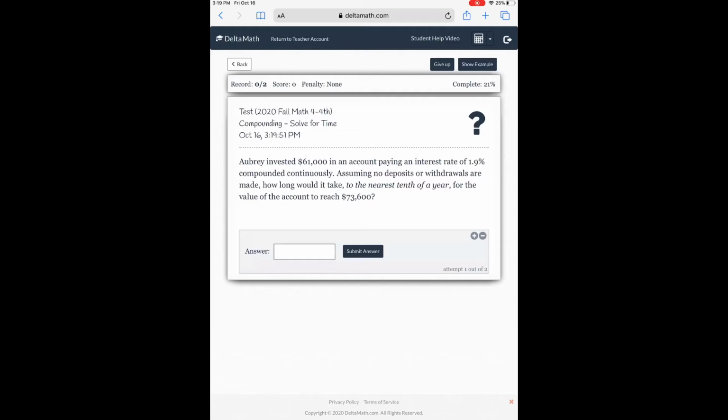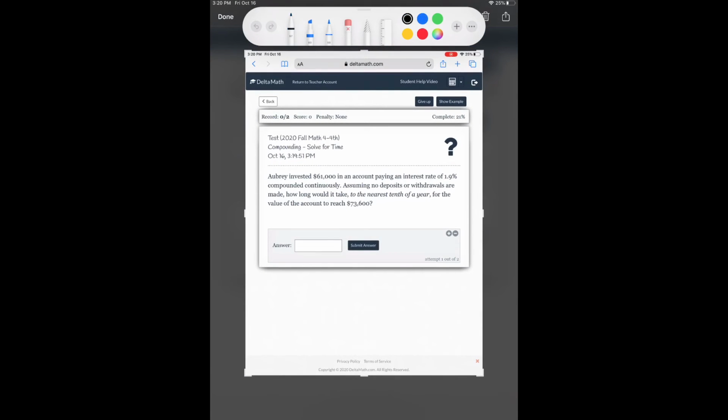All right, so now we have solve for time. It says that Aubrey invested $61,000 in an account paying an interest of 1.9% compounded continuously. So compounded continuously, we're going to be using y equals p e raised to rt. Sorry, I know I use p right here. I'm used to my Math 1 kids, but we can use a. It really doesn't matter which one you use as long as you know that's the initial value.